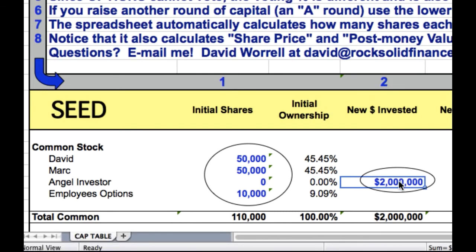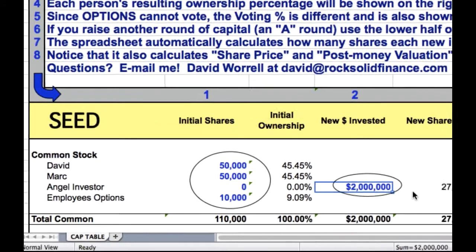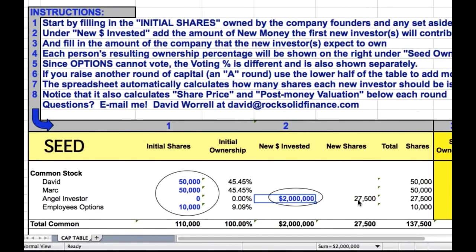We've assumed that you're looking for an angel investor, or maybe your great uncle is going to give you enough money to get the business off the ground. This is the spot where you would put how much money your great uncle or your angel investor is willing to invest. Today, I've assumed $2 million is the investment that we're looking for. The calculator automatically calculates how many shares you're going to give this new investor. We've called him the angel investor. We can go back over here and call him Uncle Bob if you like.